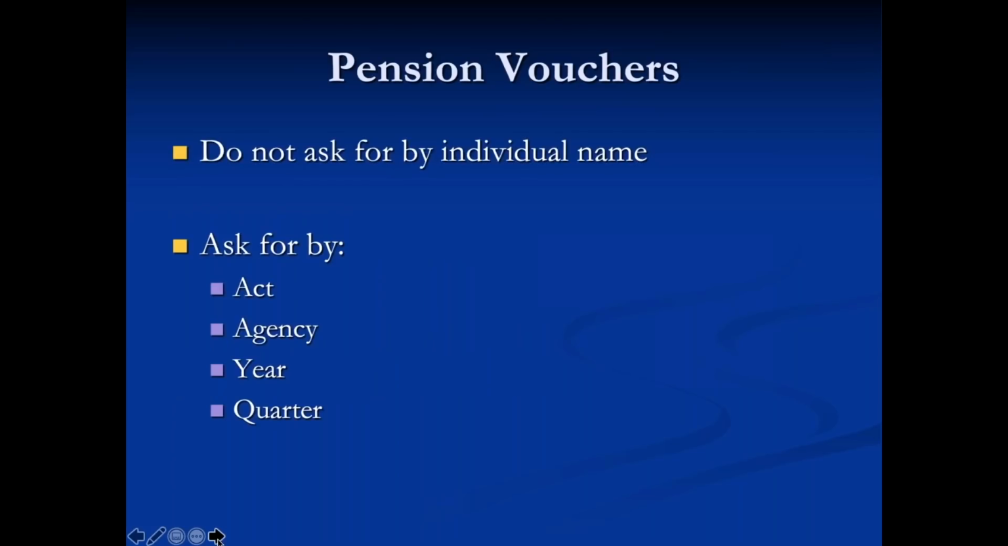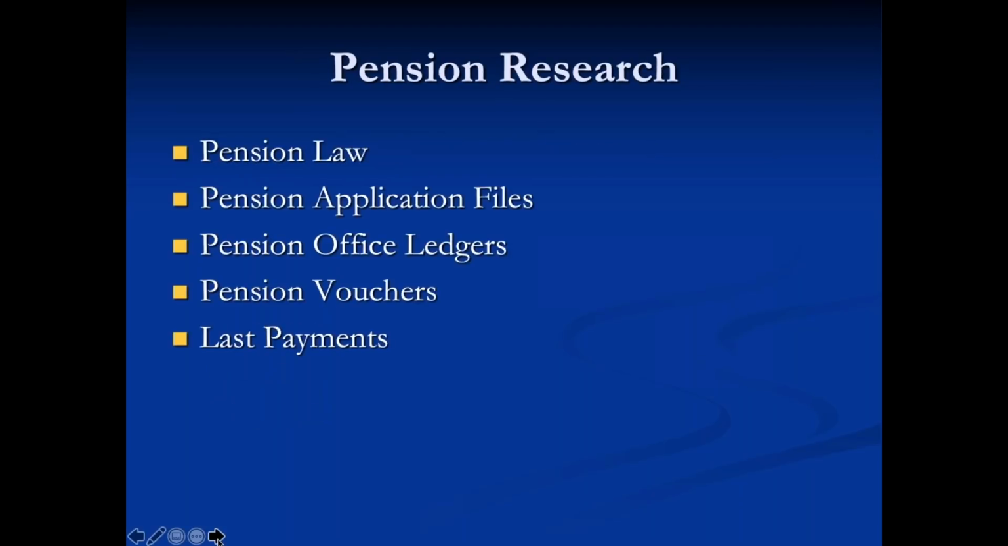Now, they will not give them to you by individual name. They will only give them to you by act, agency, year, and quarter. And this isn't a bad thing, because it allows you to go through the box yourself. I always enjoy looking through a box rather than just getting the records that I'm looking for, because I never know what I'm going to find. I've even found my own ancestors in boxes that I was looking for somebody else in. So you never know what's going to happen.